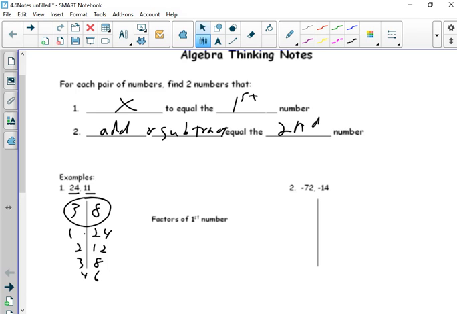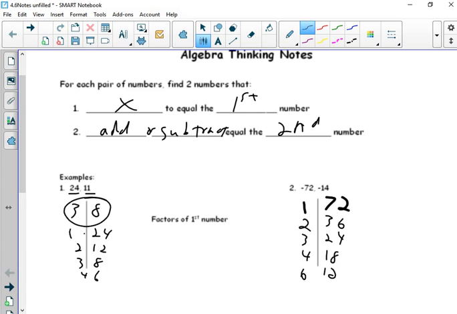Let's see about all the numbers that multiply to give us 72. All right. 1 and 72. Don't worry about the negative right now. 2 and 36. 3 and 24. 4 and 18. 6 and 12.